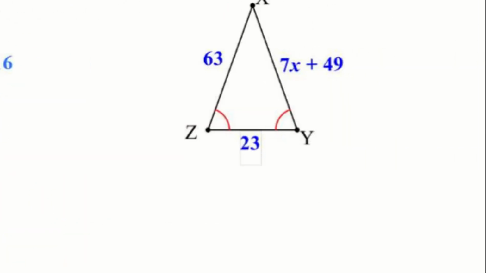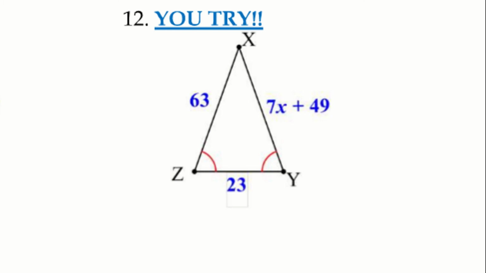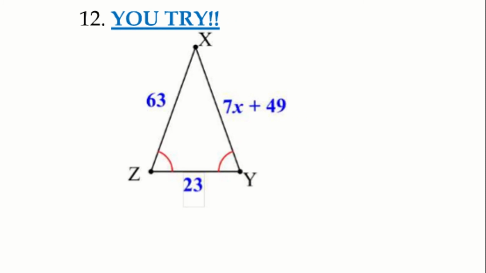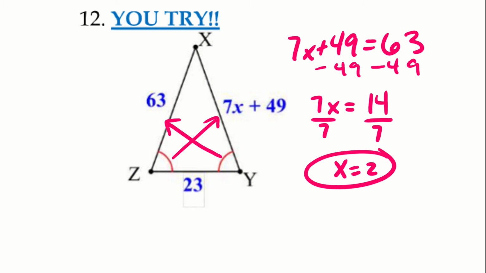Alright, and then I want you guys to go ahead and try number 12. I'll give you guys a couple seconds to pause the video and check it out. Alright, so there it is. The thing to remember, especially when you're dealing with the sides, is this third side doesn't matter too much. It's when you have the angles, because we know that all the angles add up to 180, but the sides don't necessarily have to add up to something specific. Okay, so I was just focusing on the two sides that would be congruent because we know those angles are congruent.